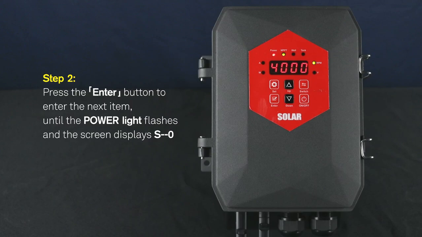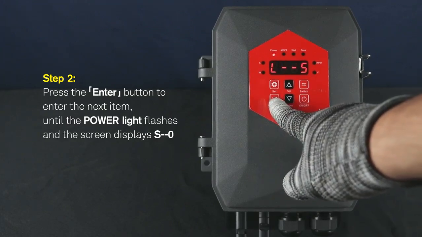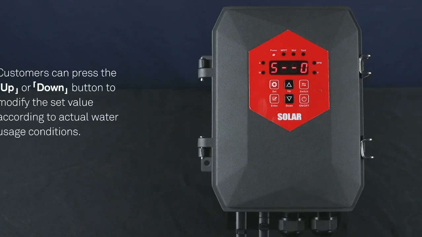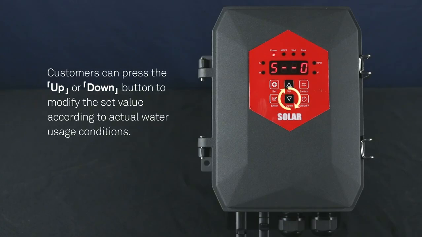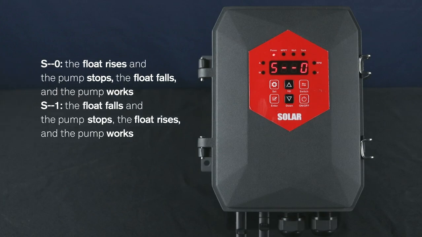Step 2. Press the Enter button to enter the next item until the power light flashes and the screen displays S0. Customers can press the up or down button to modify the set value according to actual water usage conditions. S0: the float rises and the pump stops; the float falls, and the pump works. S1: the float falls, and the pump stops; the float rises, and the pump works.